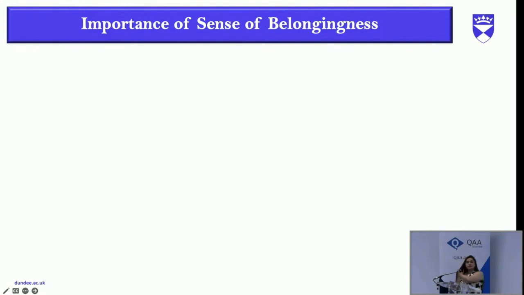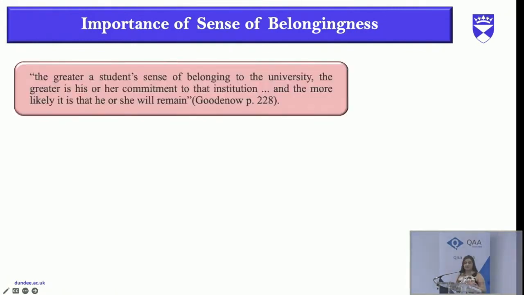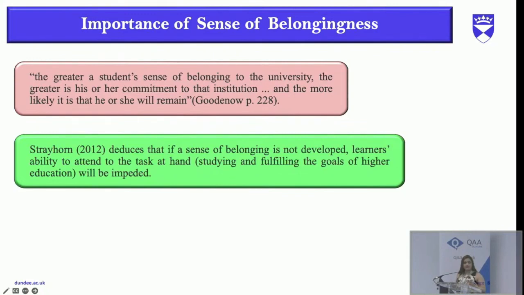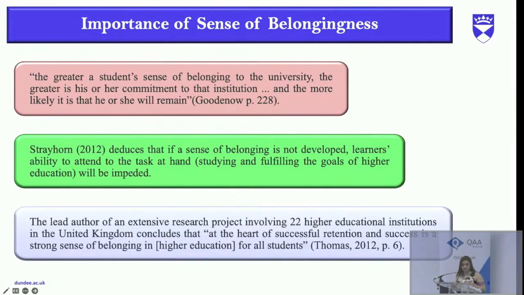So why is belongingness important? Because the greater a student's sense of belonging to the university, the greater his or her commitment to that institution, and the more likely that he will remain. Strayhorn built upon Maslow's hierarchy, and he stated that if a sense of belonging is not developed, learners' ability to attend to the task at hand, studying and fulfilling the goals of higher education, will be impeded.